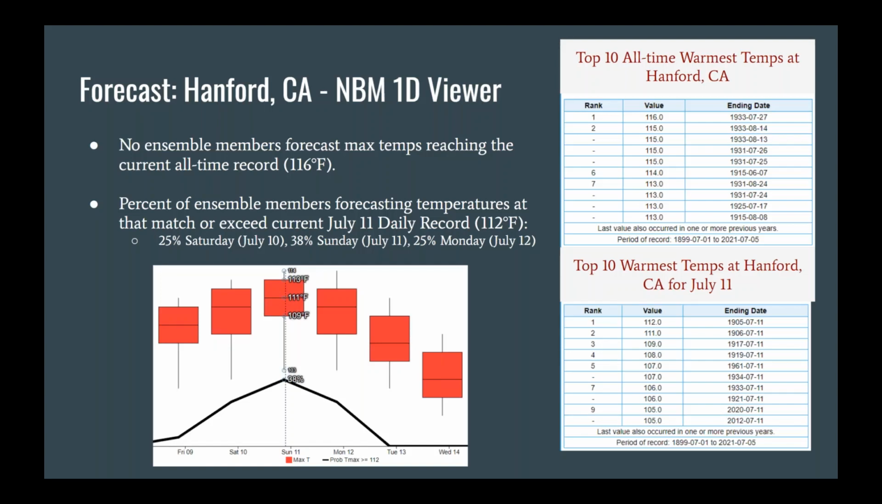You can see there's a 25% chance on Saturday, a 38% chance on Sunday, and a 25% chance on Monday for records being set, as the daily record is 112 at that location for those days.